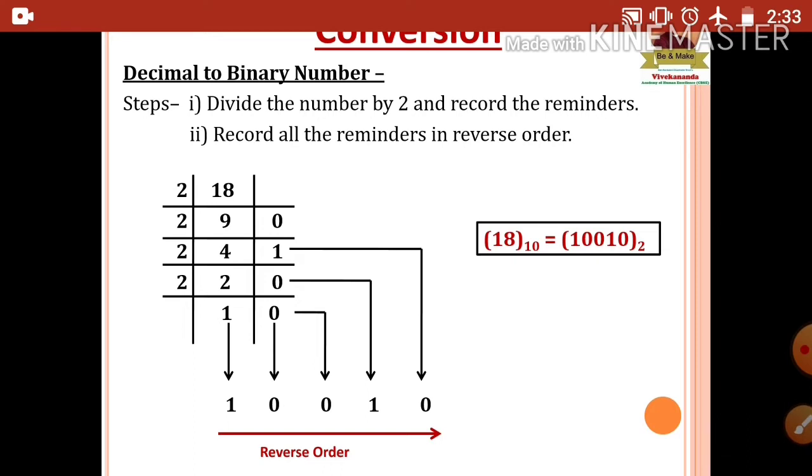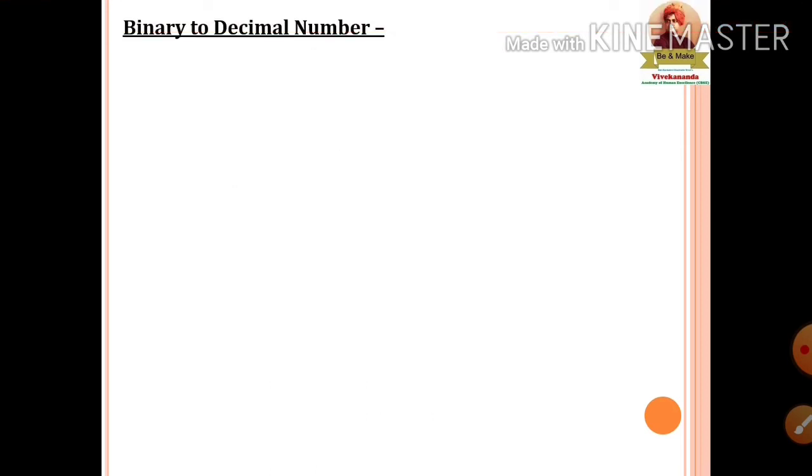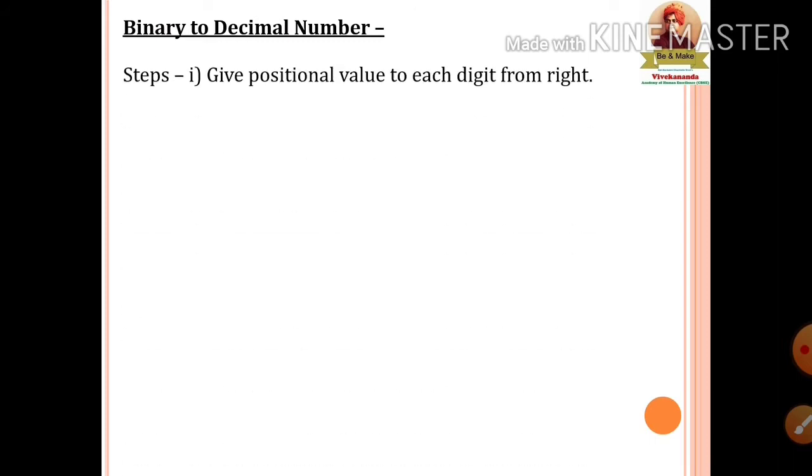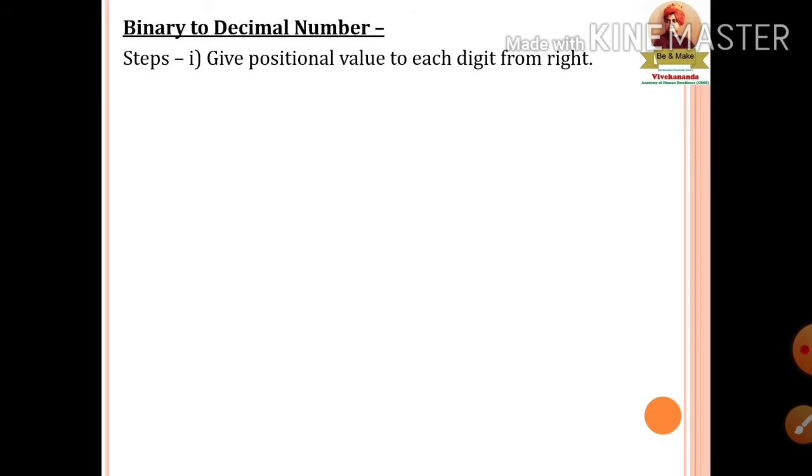Now we will move further to the next conversion, that is from binary number system to decimal number system. Now whenever we are going to convert the binary number into decimal number system, we are going to use the positional value of each digit. So the first step that we are going to follow is give positional value to each digit from your right hand side. Okay. The second step is multiply each number with the power of 2.